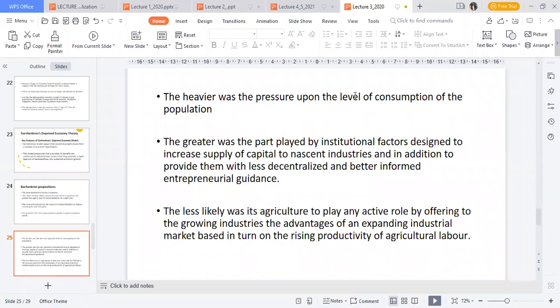The heavier was the pressure upon the level of consumption. So they are interconnected. The pressure on this leads to this. But the main tenet, or the main argument, is that the country should be very poor, and the people should have the sensitivity that we want to live out of poverty and become an advanced or industrialized country. So what do you do?